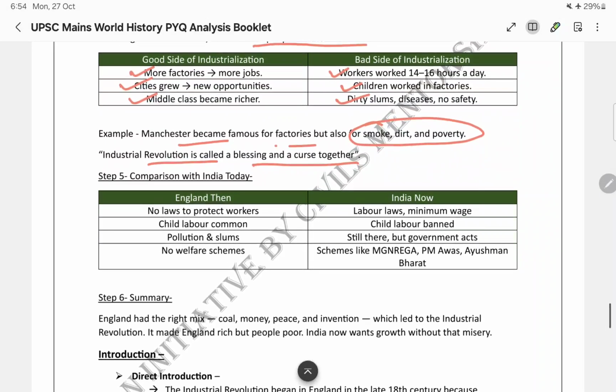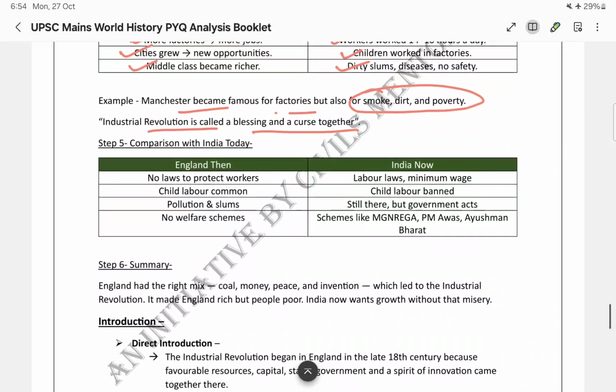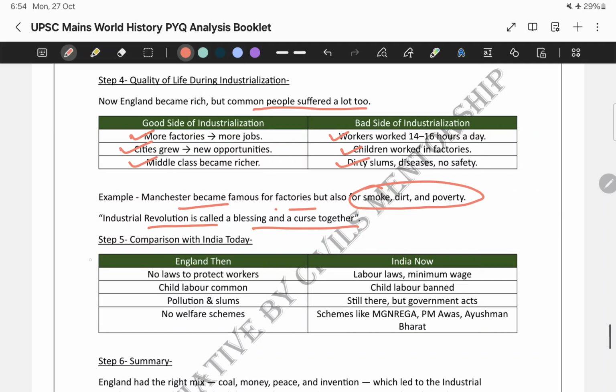So in this way, we have addressed the second part of the question. Now coming to the third part. The third part of the question was what? It is asking to compare present day India with England during that time. So now let me give you a side by side comparison. What was the situation in England? No laws to protect workers. But in India, we have labor laws.